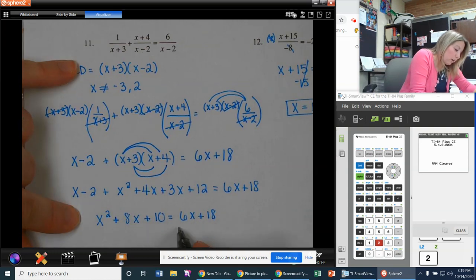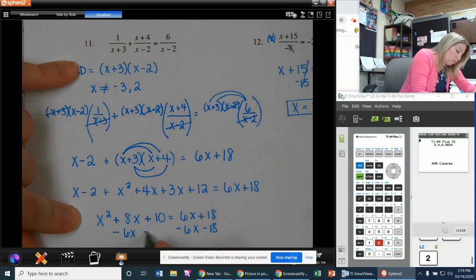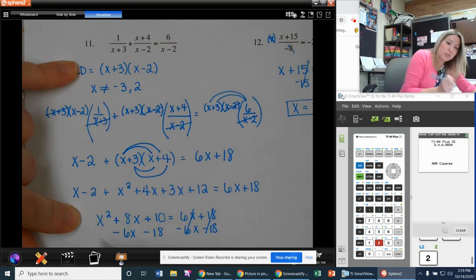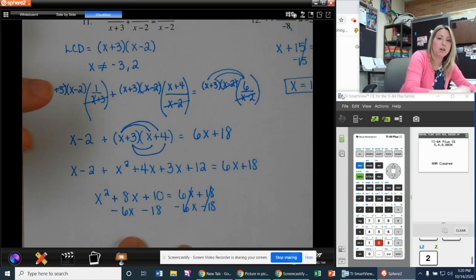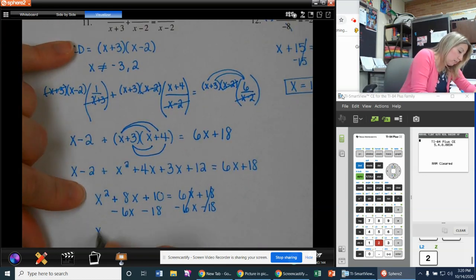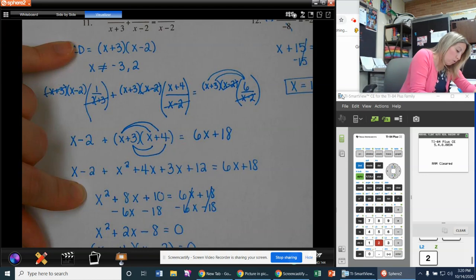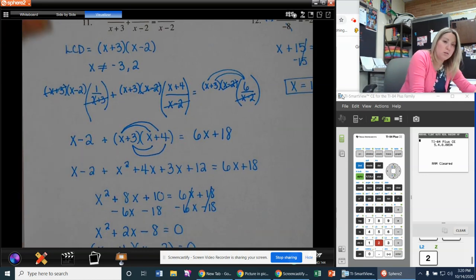All right, now you got an x squared, so move these guys over by opposites. Get all the stuff on the same side as the positive x squared. Always leave that x squared positive. And you get a positive 2x and a negative 8. And what are the factors of 8 that will subtract to give me 2? That would be 4 and 2. Positive 4, negative 2.